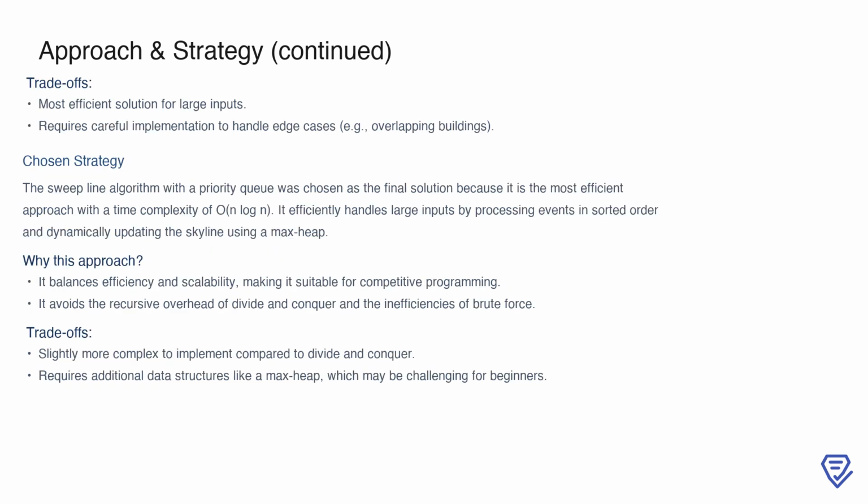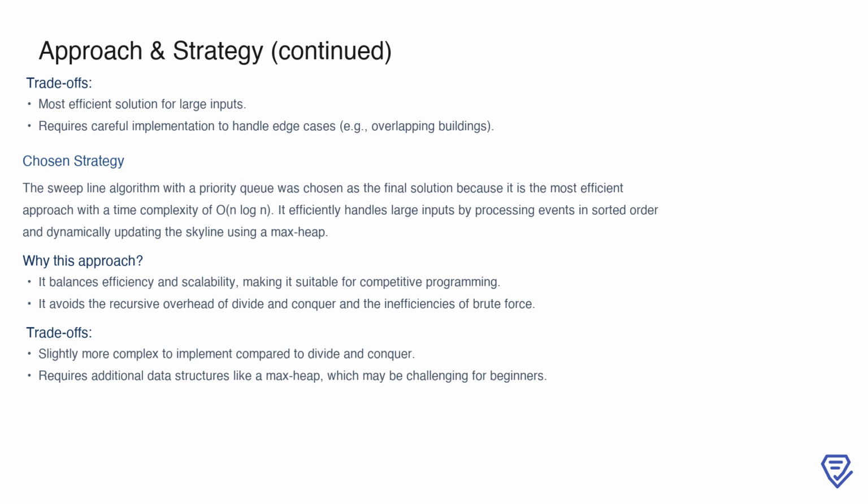The sweepline approach with a priority queue stands out as the most efficient strategy for solving the skyline problem. This method is particularly advantageous for large inputs because it processes events in sorted order and dynamically updates the skyline using a max heap. These features make it scalable and well-suited for competitive programming. Additionally, it avoids the recursive overhead inherent in the divide-and-conquer approach and the inefficiencies of the brute force method. However, the trade-offs include a slightly higher implementation complexity and the need for additional data structures like a max heap, which can be challenging for beginners.